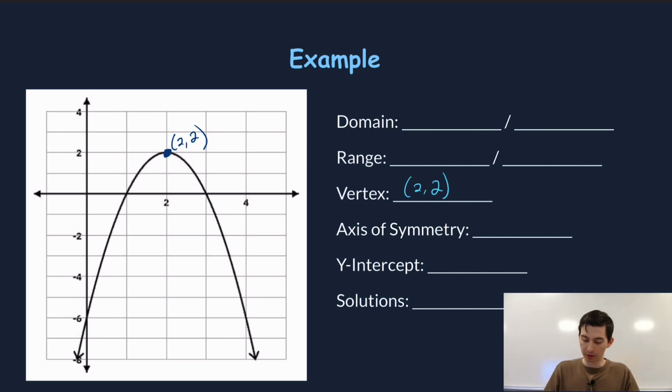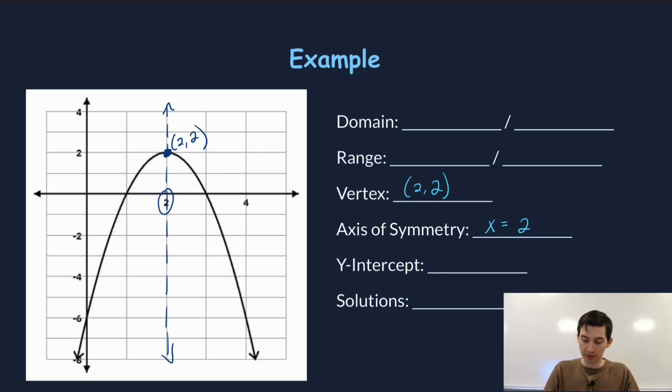My axis of symmetry, we're always going to write it as an equation, so it's going to be x equals, and now it's whatever the x value is of our vertex, because if I draw this line going right down my vertex here, splitting that graph in half, I'm going right through my vertex and right through the x value here, which in this case is 2, so my axis of symmetry is x equals 2, the line.